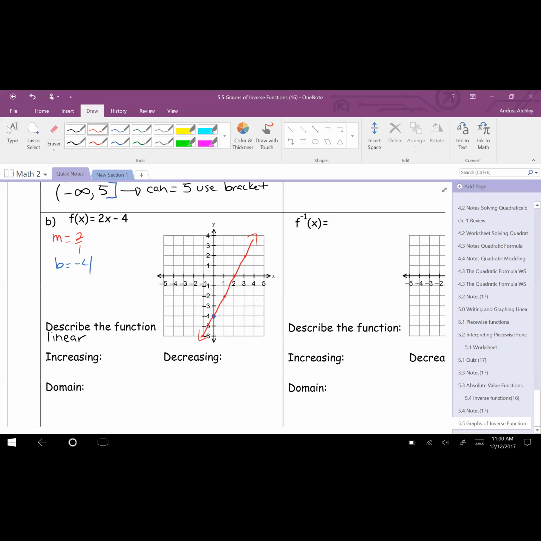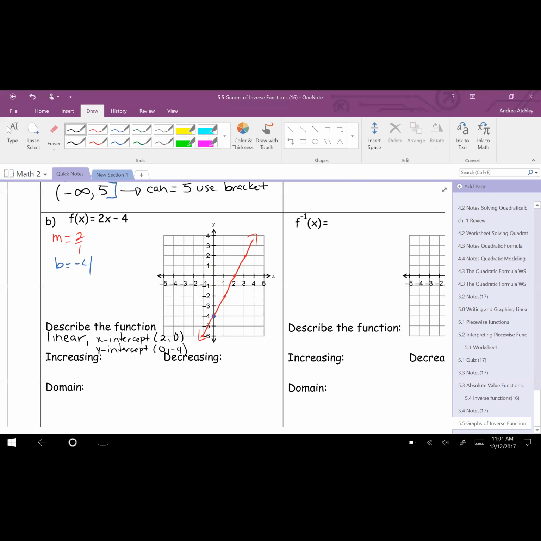Okay, so this function is linear. My x-intercept. Class, where does it cross the x-axis? At 2. So it's 2, 0. And my y-intercept is at 0, negative 4. Any questions over that?